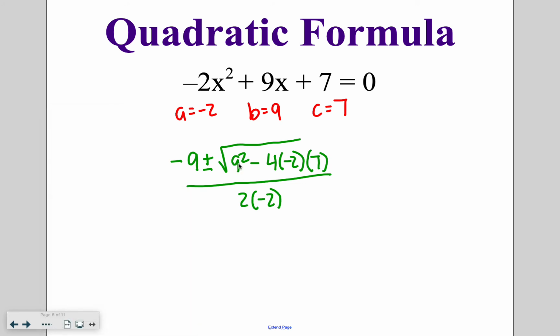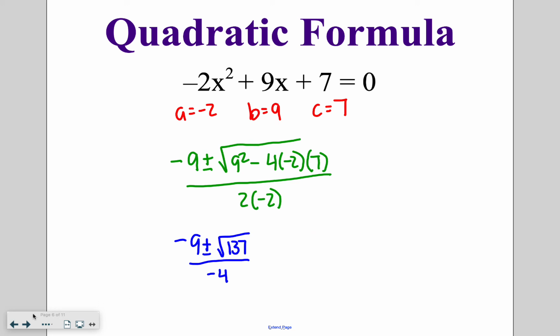So I'm going to take 9 squared minus 4 times -2 times 7. And that's going to give me -9 plus or minus the square root of 137 over 2 times -2, which is -4. Now, when you put the square root of 137 into your calculator, you're going to get a non-terminating decimal. So we want to round to 2 decimal places. It starts as 11.704. That 4 tells us to keep the value the same.